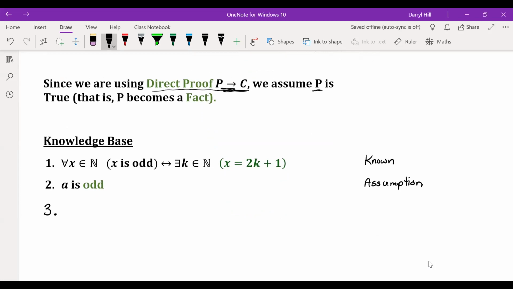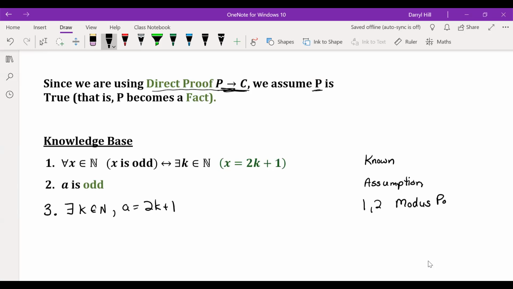So we know that a is odd, or we're assuming it is, so we can use this. We know there exists a k such that a equals 2k plus 1. I'm simplifying a little bit, since this is basically using 1, 2, and modus ponens.